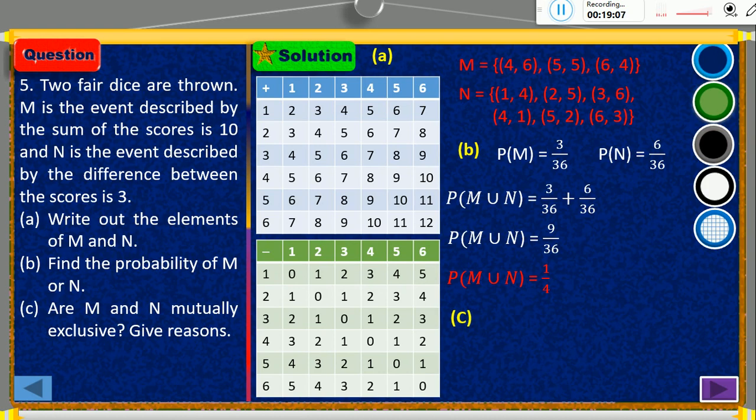Question number C. The intersection of M and N is an empty set because there's nothing common to the two. So the answer is yes. Reason: M intersection N is an empty or a null set.